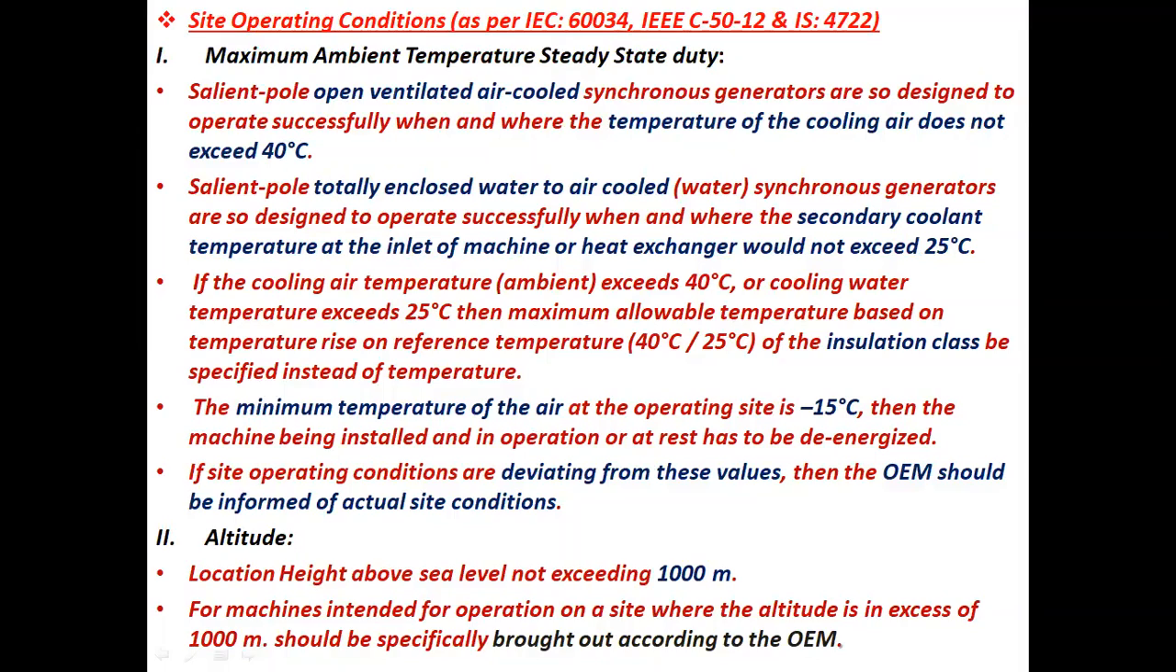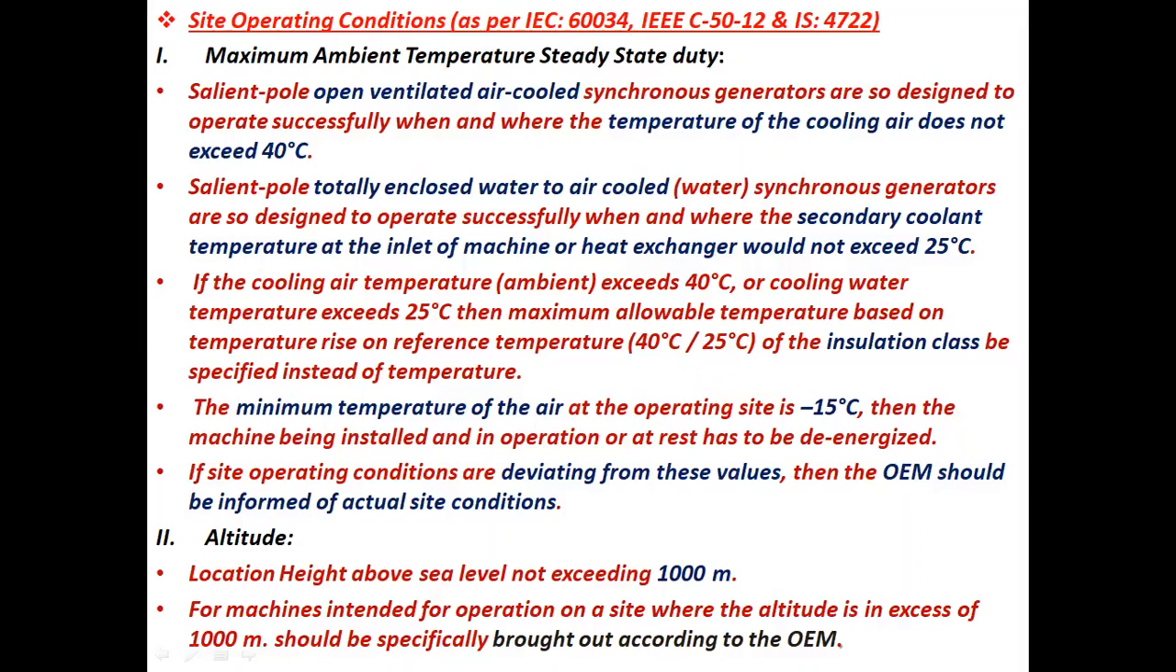Salient pole open ventilated air cooled synchronous generators are so designed to operate successfully when and where the temperature of the cooling air does not exceed 40 degrees centigrade. Salient pole totally enclosed water to air cooled synchronous generators are so designed to operate successfully when and where the secondary coolant temperature at the inlet of machine or heat exchanger would not exceed 25 degrees centigrade.